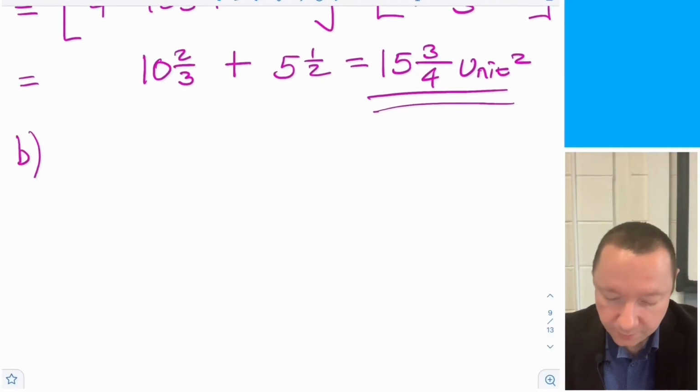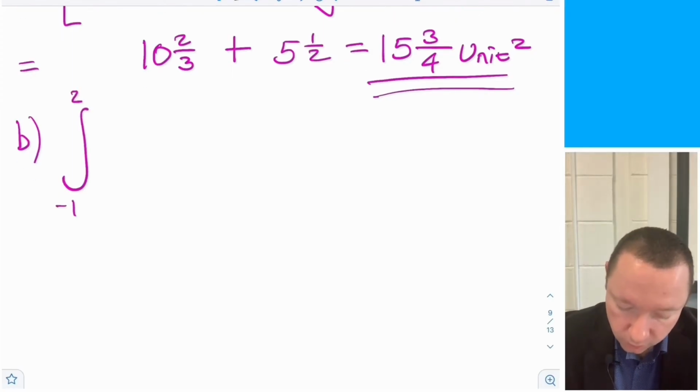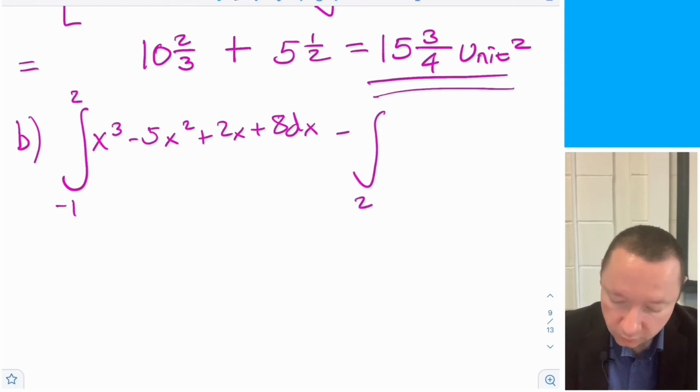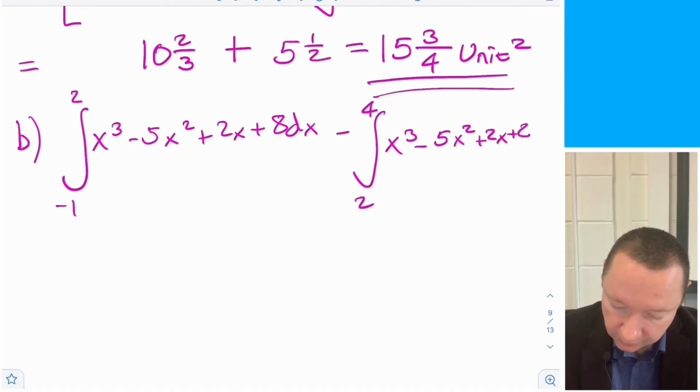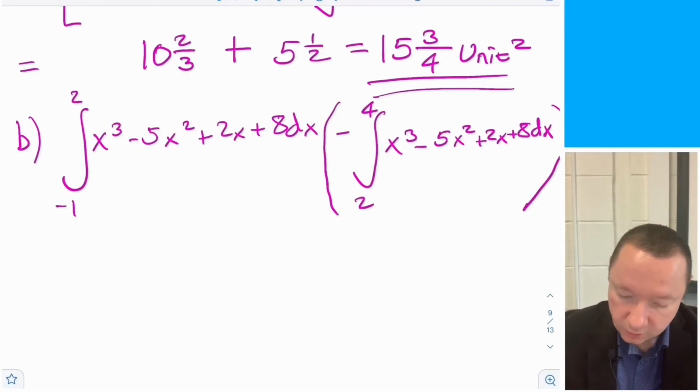So for part B, we've got our integral already between -1 and 2 of x cubed minus 5x squared plus 2x plus 8. And we're going to take away the integral between 2 and 4 of the same thing, x cubed minus 5x squared plus 2x plus 8 dx. Just put that bit in brackets to separate it out. And I'm going to do that bit first. I already know the answer to this bit. Let's just write that down.